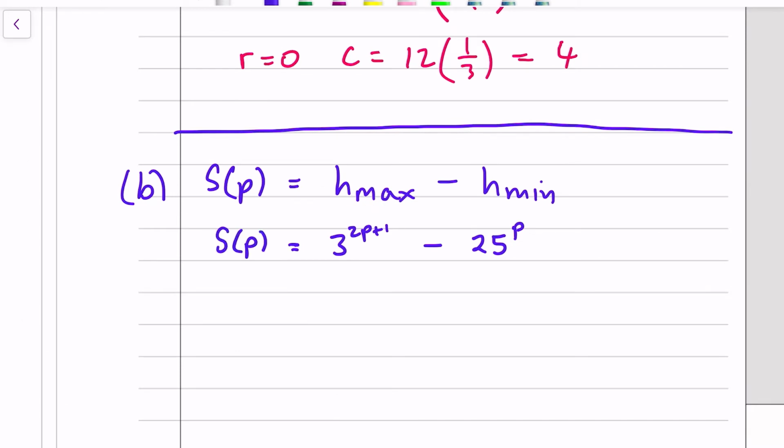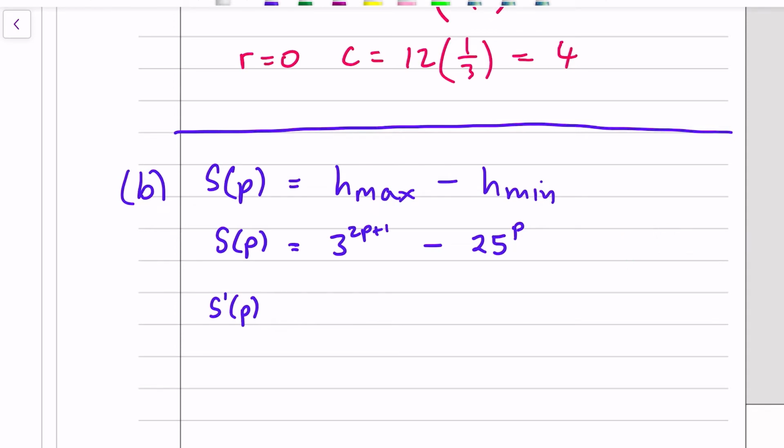So s of p needs to be differentiated. S dash of p. We need to remember how to differentiate expressions where the base is not e. Like if this was e to the 2p plus 1, it would just diff to 2e to the 2p plus 1. But the base is not e.